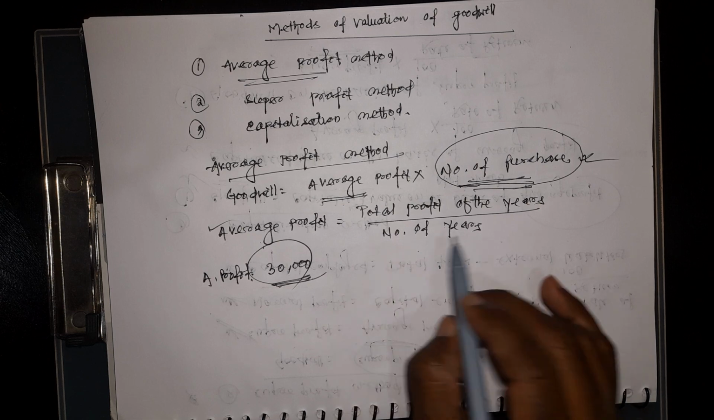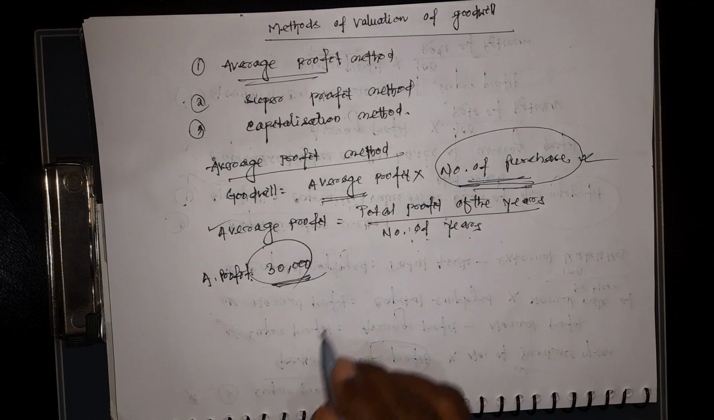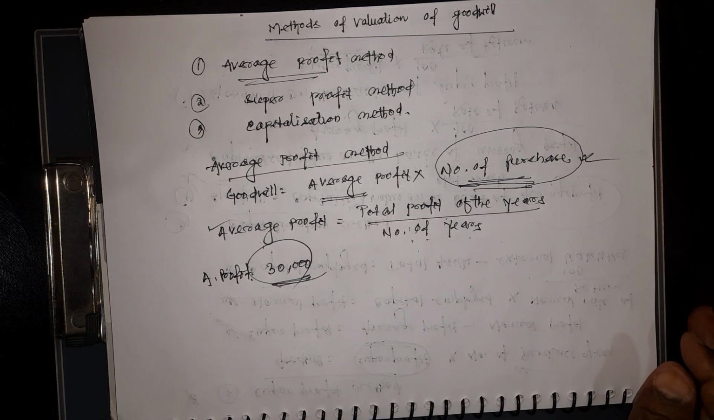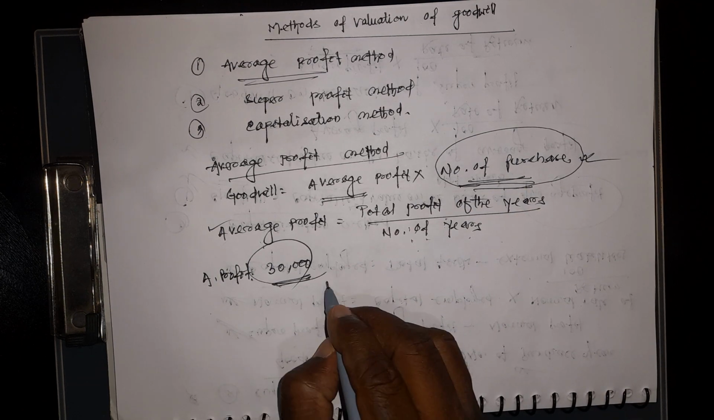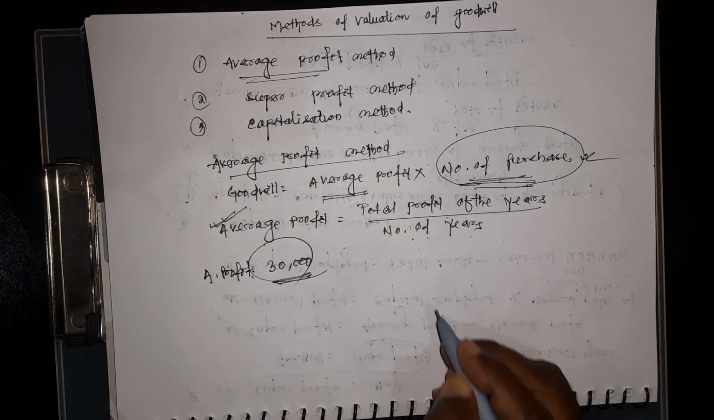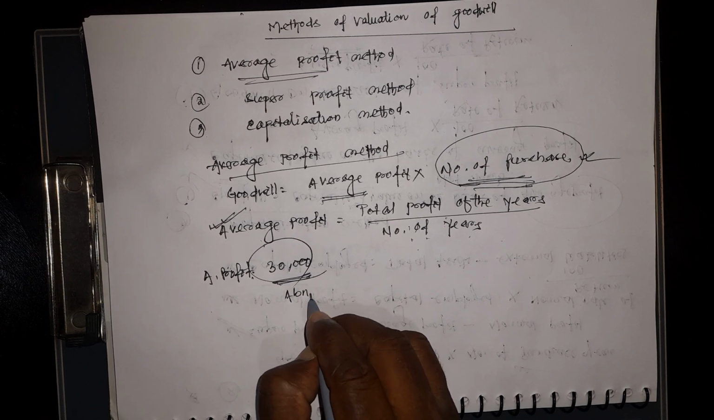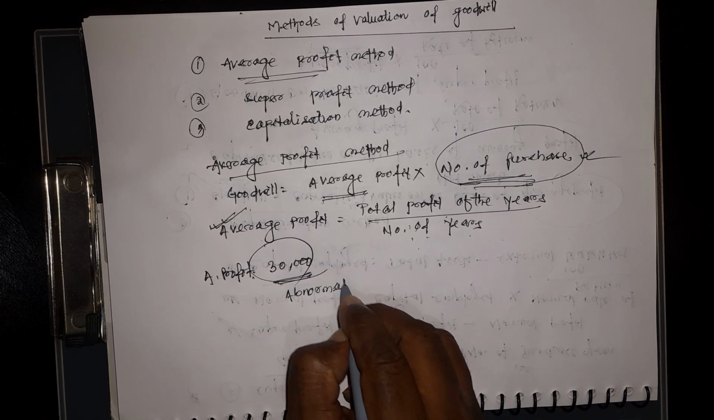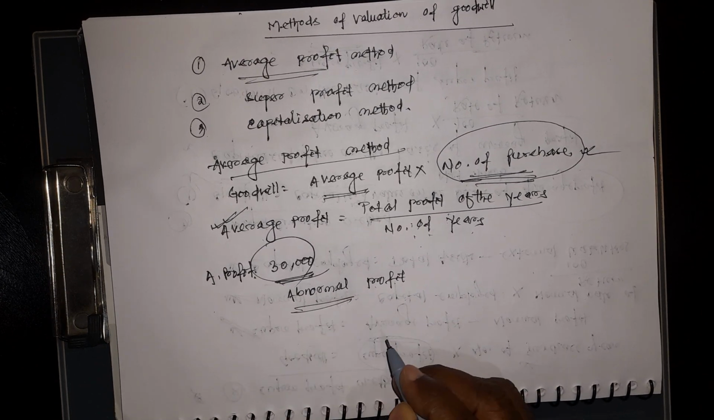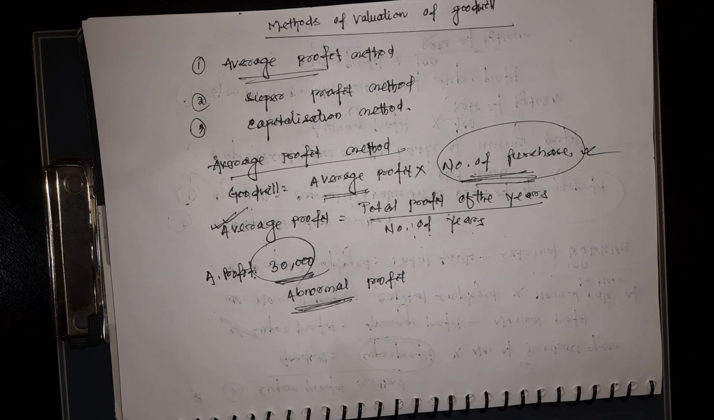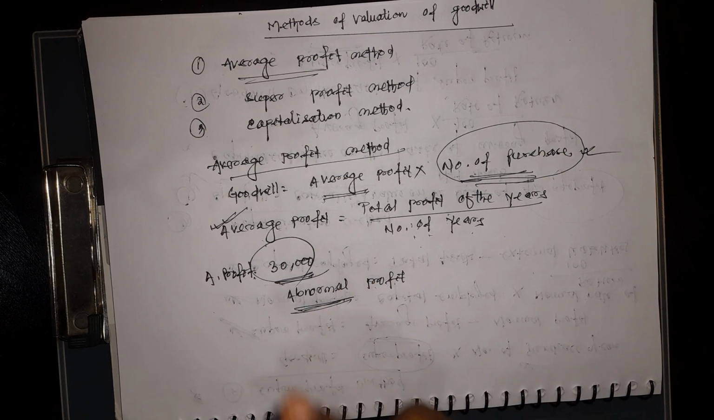How will you calculate the average profit? Total profit of the years divided by number of years. Suppose 4 years profit is given, and abnormal profit or abnormal loss is also given. So whenever you calculate the average profit, you may get treatment about abnormal profit and abnormal loss. Abnormal means this profit is not related to the business, and we generally calculate goodwill on the basis of the firm's profit.